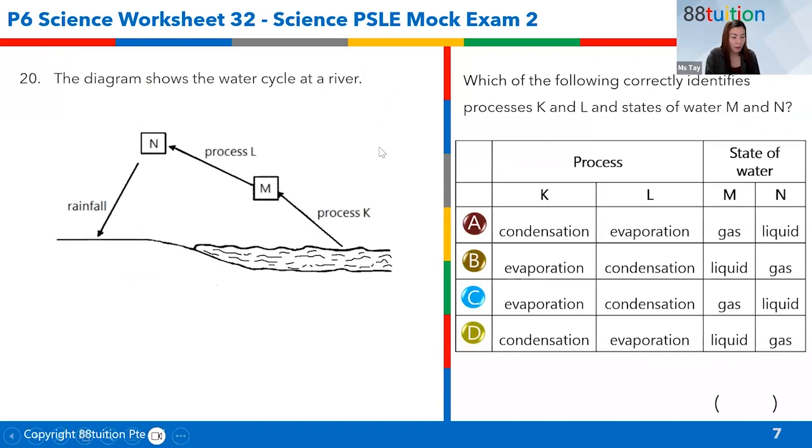Okay, next. The diagram shows the water cycle at a river. Which of the following correctly identifies processes K and L and states of matter M and N? So this is river water, right? What is this particular process, K? Type into the chat. Okay, Perez, I see it now. And Shosoa.